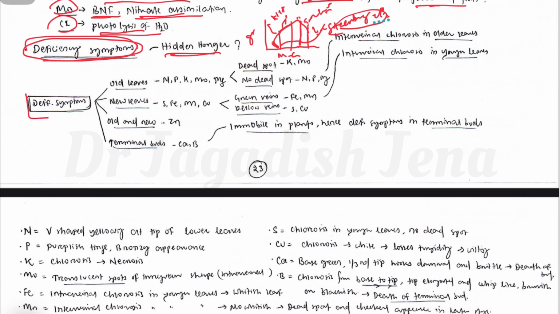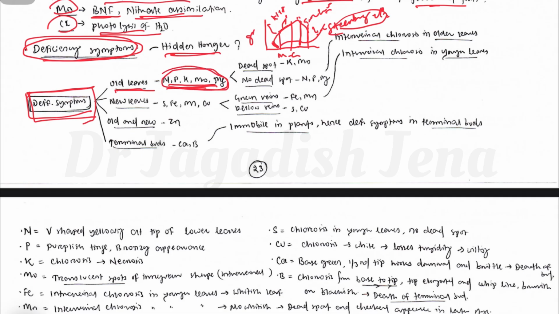Now if any nutrient is deficient in the plant, based on the location and the symptom it is showing, we can assume which nutrient is deficient in the plant. Mostly in the older leaf, the deficiency symptoms of nitrogen, phosphorus, potassium, molybdenum and magnesium occur. Because these nutrients, NPK, magnesium and molybdenum, are highly mobile in plant.